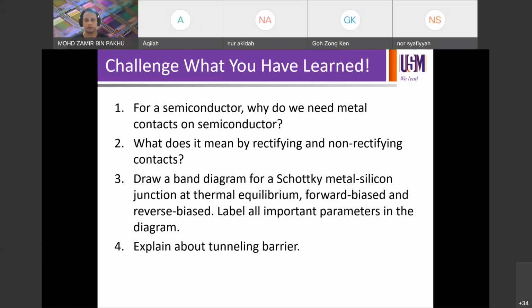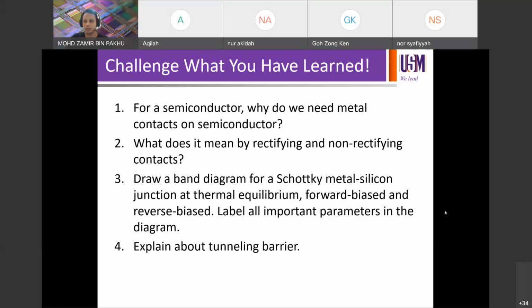So what does it mean by rectifying and non-rectifying contacts? Apa maksudnya? Rectifying and non-rectifying contacts. Okay, one flow and both flow. Rectifying allows current in one direction, while non-rectifying allows current in two directions, okay. So rectifying is just like the diode, the IV curve, kan? So it's exponential in nature in the forward bias, and there's no current flow in the reverse bias, right?